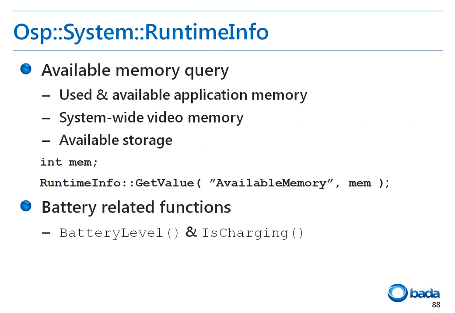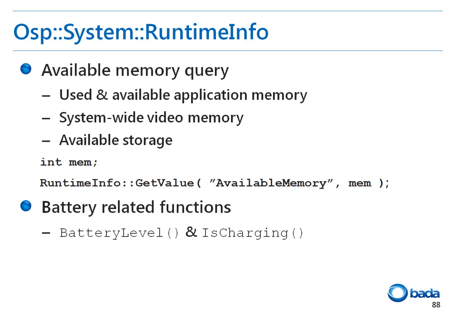Using the runtime info class, you can get information related to the runtime. For example, you can get the current available memory size, the total system memory, and the available storage space. In addition, you can get the current battery level and whether the battery is being charged or not.